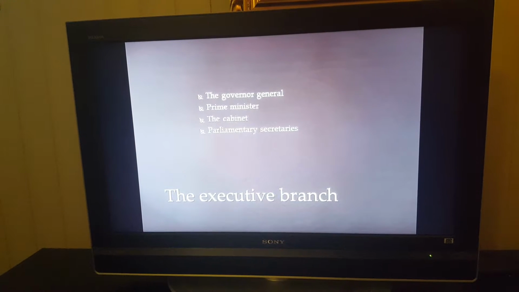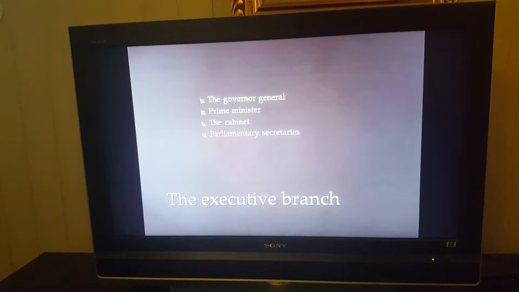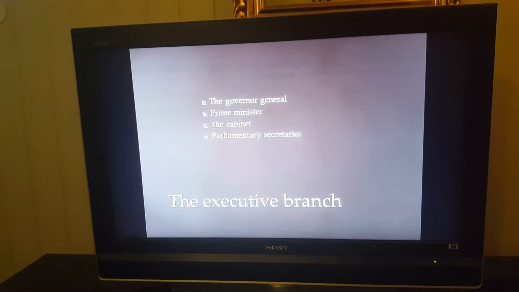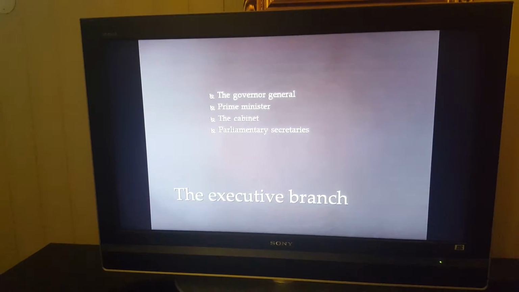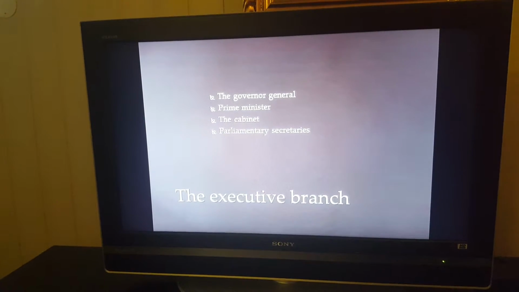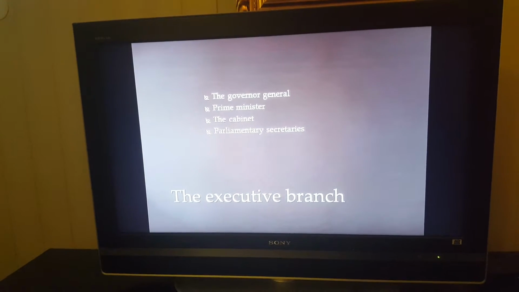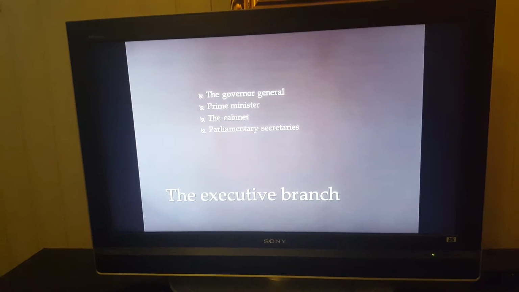Then there is the cabinet, and that consists of the senior ministers appointed by the Prime Minister. There are also junior ministers outside the cabinet who are responsible for specific policy areas and report directly to one of the senior ministers. Currently, there are 30 ministers, and most of them are members of the cabinet. There are also parliamentary secretaries. That's about 12 members and senators who are appointed by the Prime Minister to represent ministers in their administrative responsibilities.